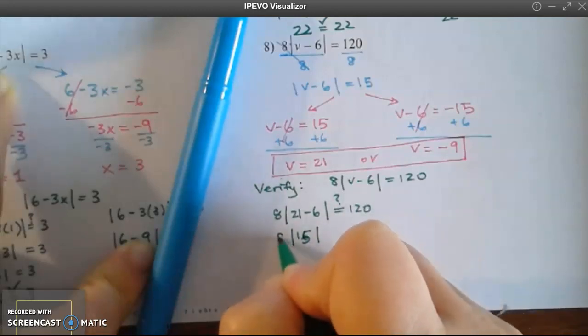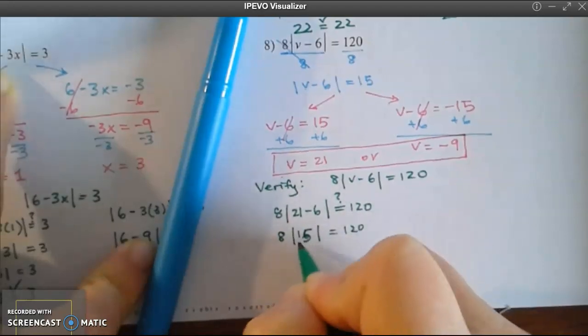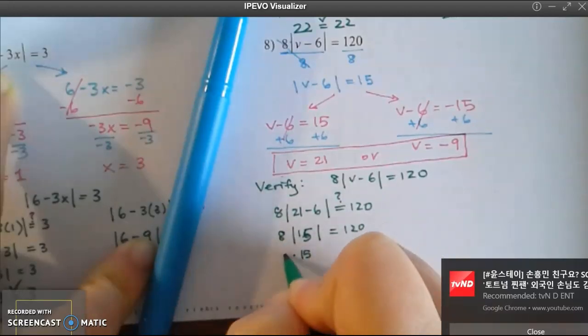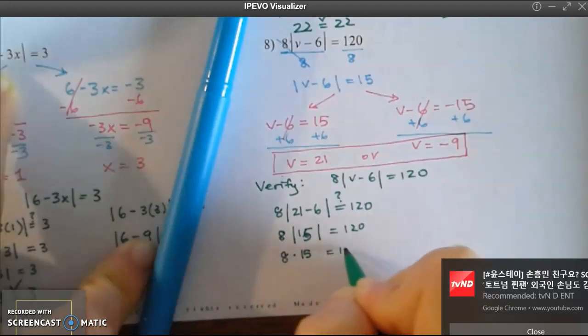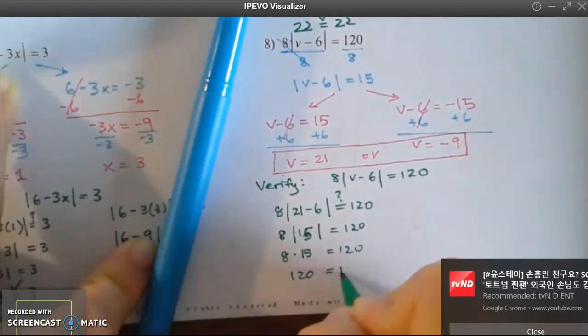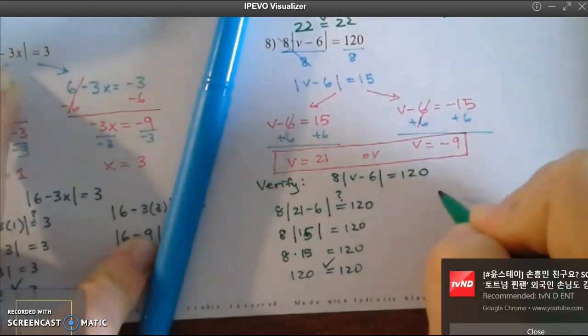We still have the absolute value symbol here because we have not applied it yet. Now we apply the absolute value of 15. What is absolute value of 15? That's just 15. And now we're multiplying that by 8. And 8 times 15 is indeed 120. So that checks out.